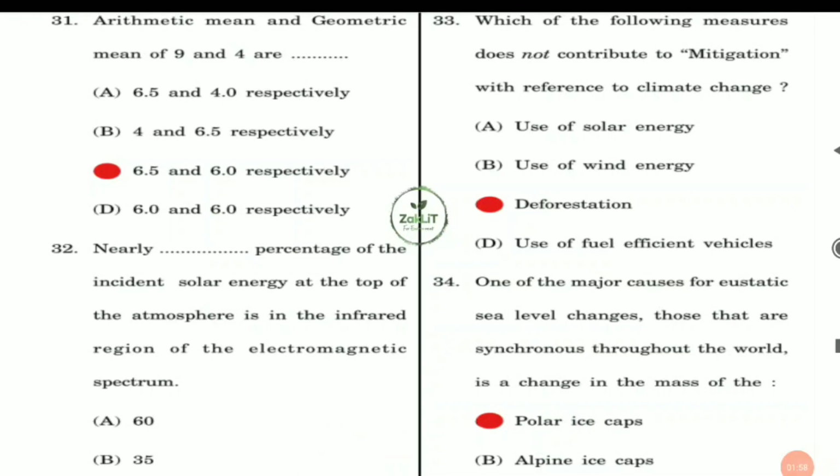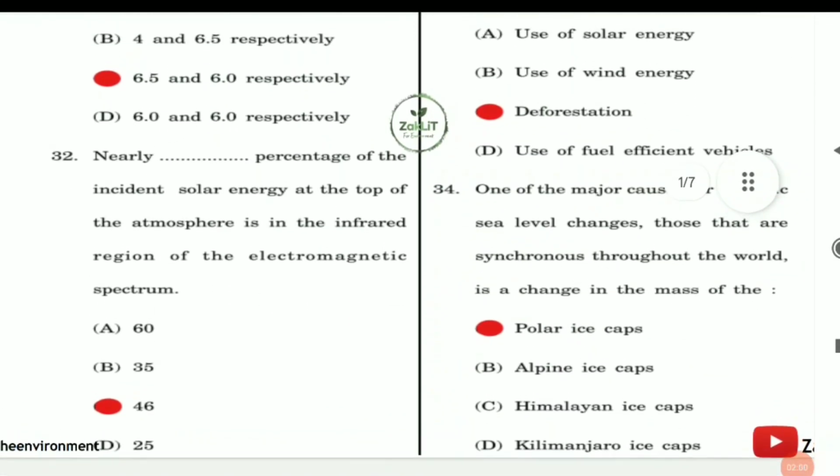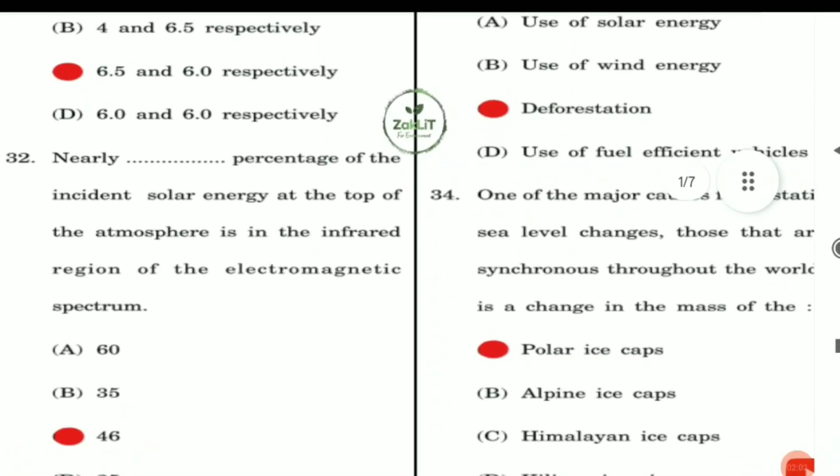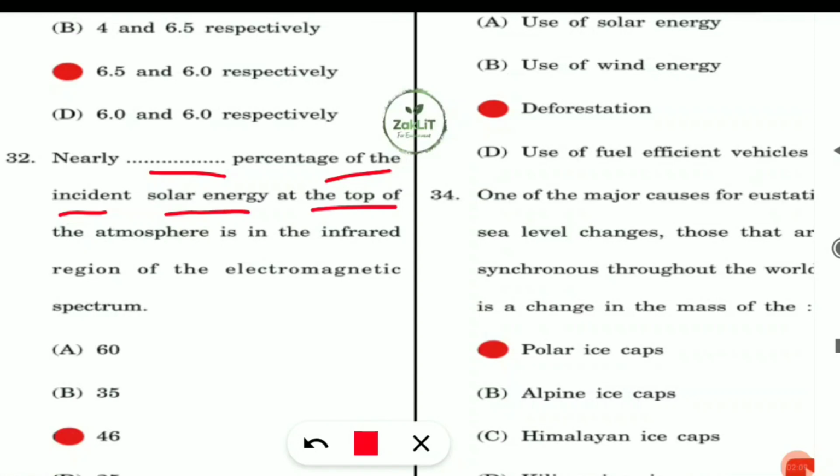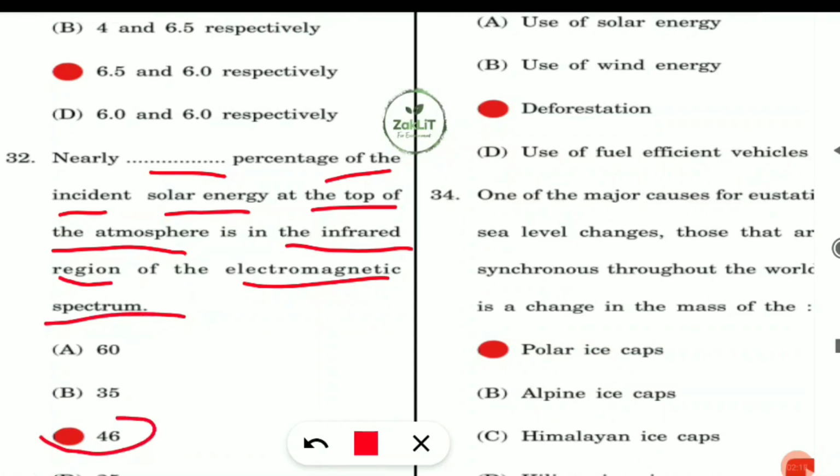Next question, I will zoom it out. So here is the question. Nearly dash percentage of the incident solar energy at the top of the atmosphere is in the infrared region of the electromagnetic spectrum. 46% of the incident solar energy at the top of the atmosphere is in the infrared region of the EMR, that is the electromagnetic spectrum. So here 46% is the correct option.